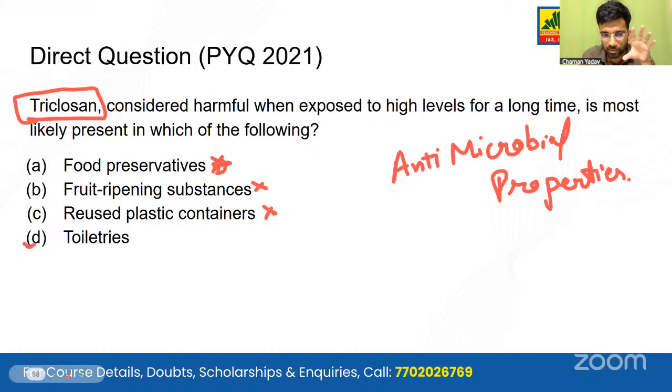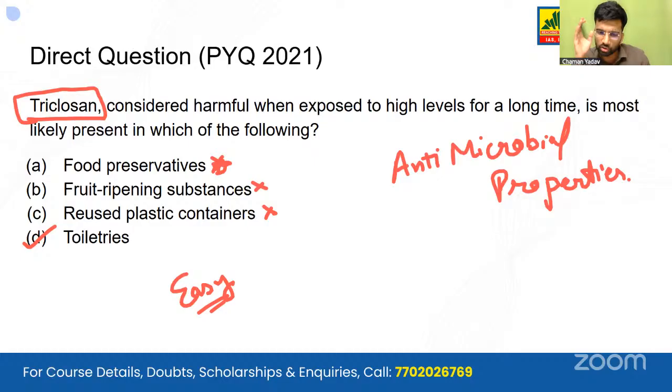So the correct answer will be D, toiletries. It is also a relatively easy question, but you must have gone through current affairs and you must know that it has antimicrobial properties. Otherwise, it becomes very difficult to solve this type of question.